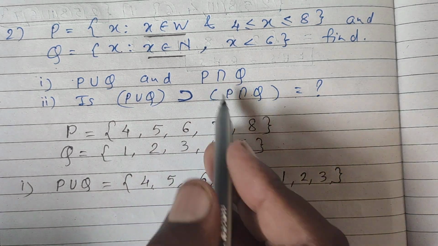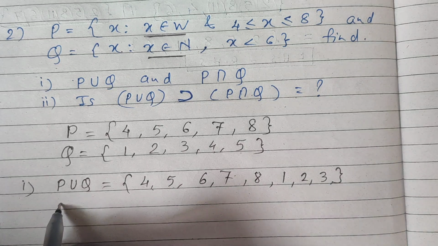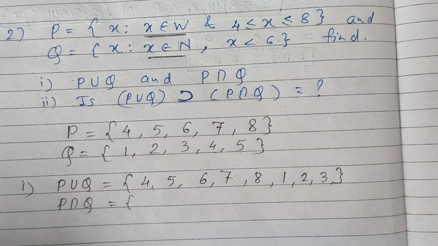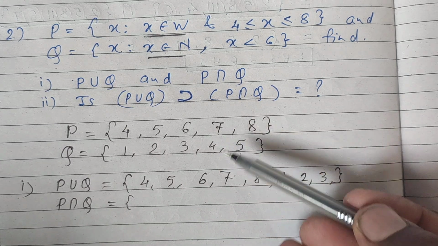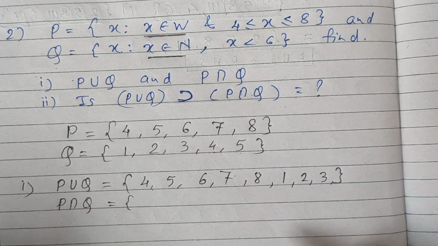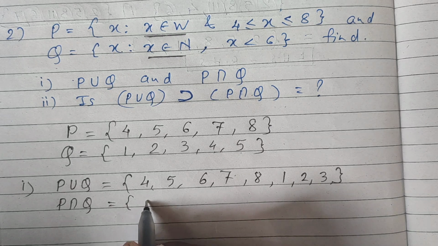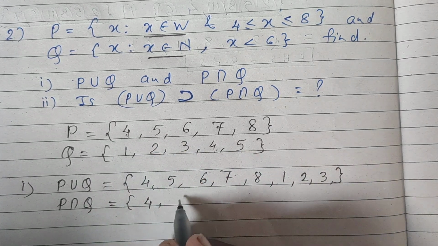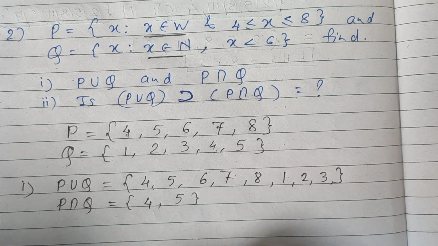And also we want to write P intersection Q. Students, intersection means what? Common elements between P and Q. What are the common elements between P and Q? 4 and 5. Only 2 elements are common. Okay.